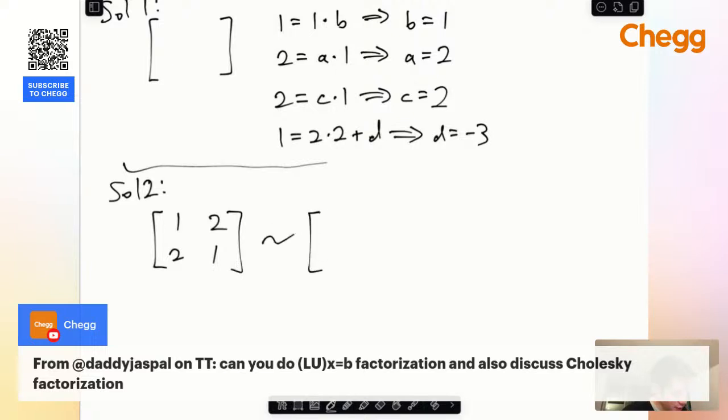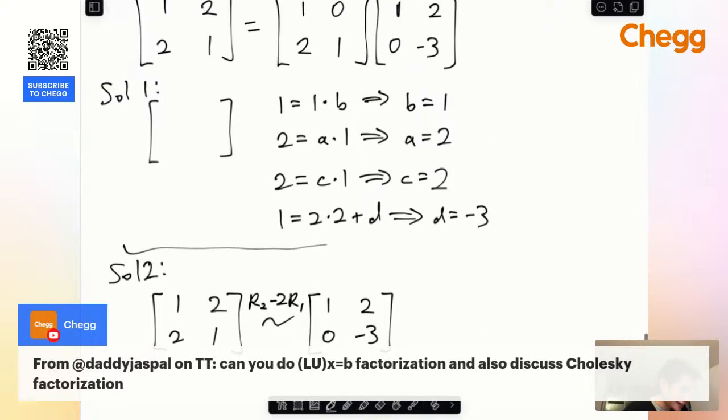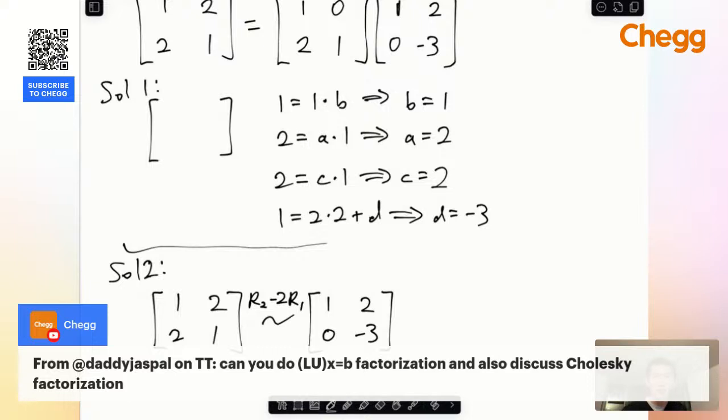If I were to do row reduction here, I would take the second row and subtract twice the first one. And I would get 0, minus 3. All right. Okay, I picked a not very informative example.